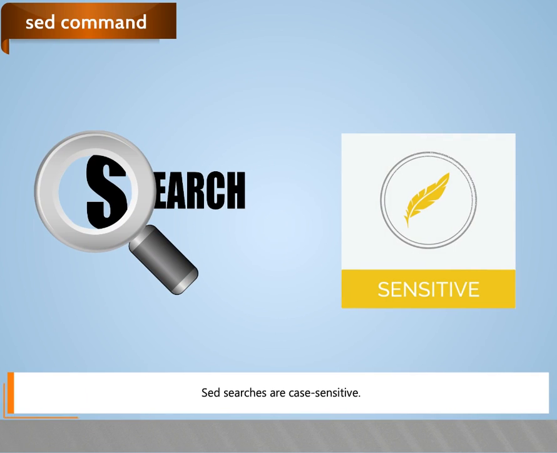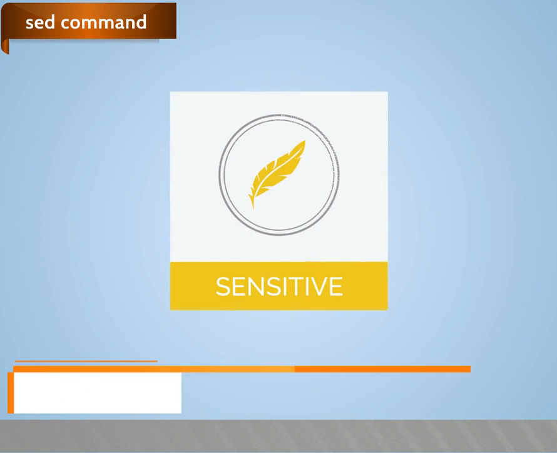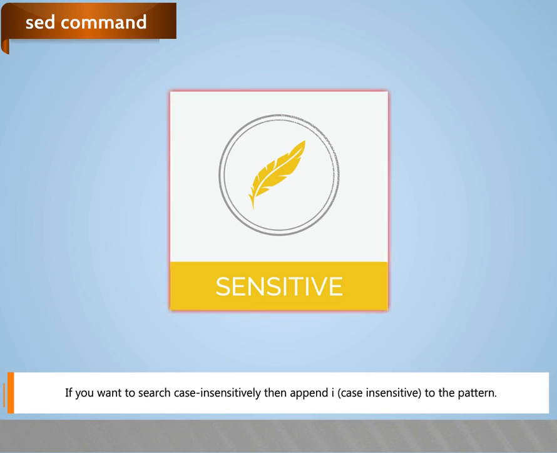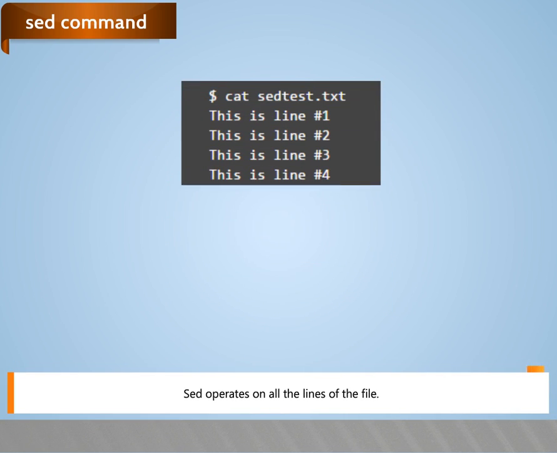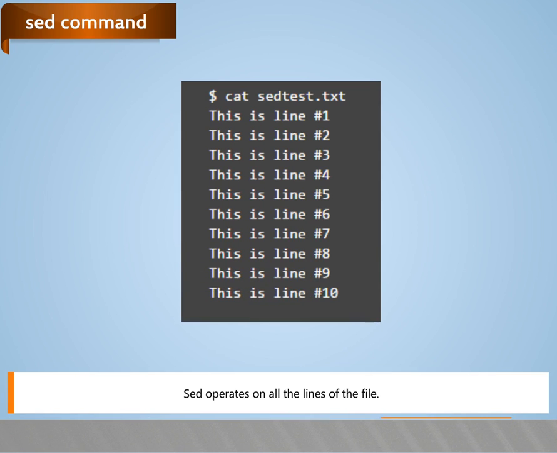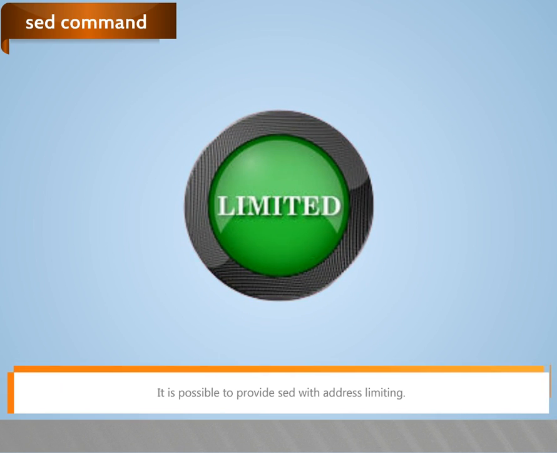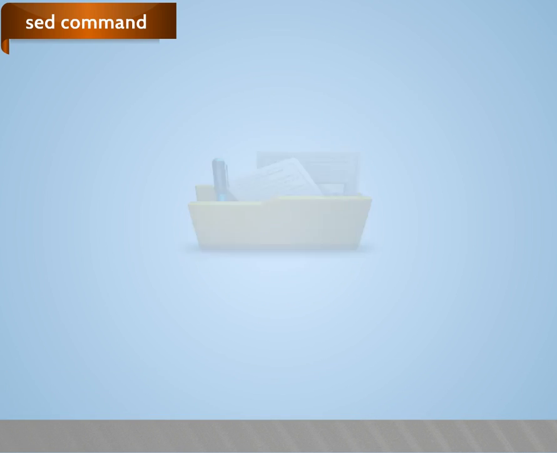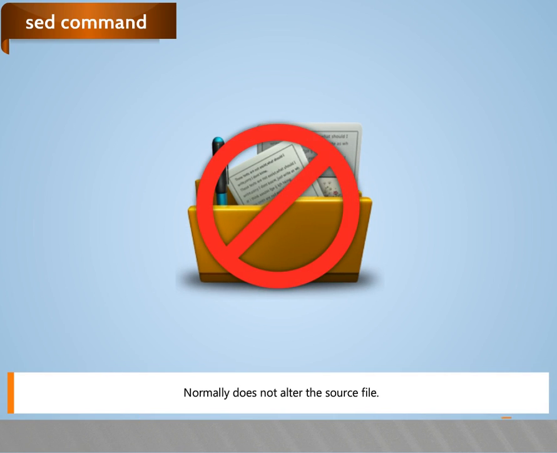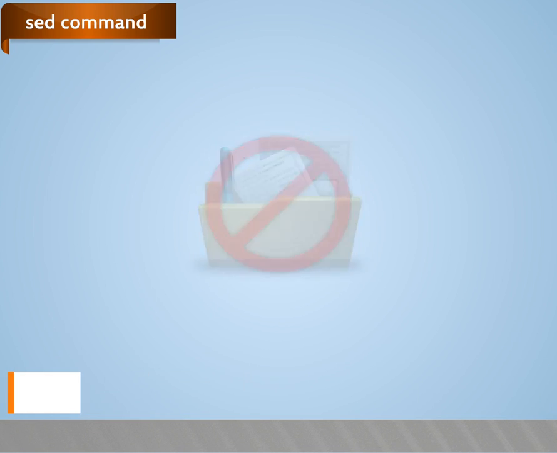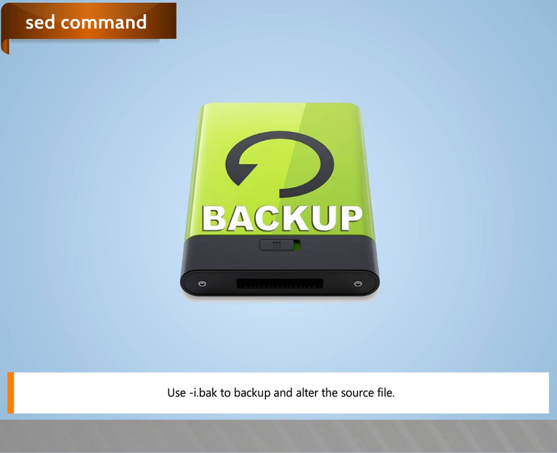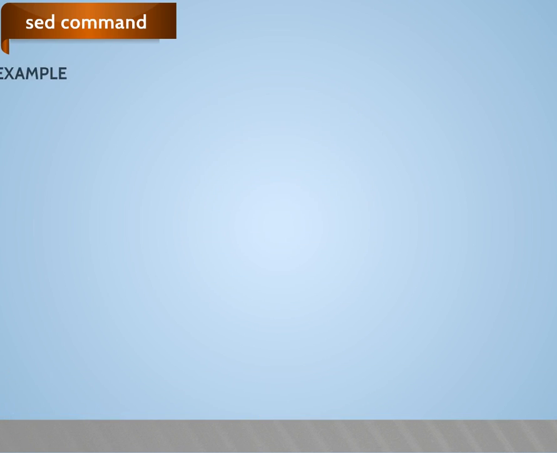sed searches are case sensitive. If you want to search case insensitively, then append I, that is case insensitive, to the pattern. sed operates on all the lines of the file. It is possible to provide sed with address limiting. Normally it does not alter the source file. Use -i.bak to backup and alter the source file. Examples.